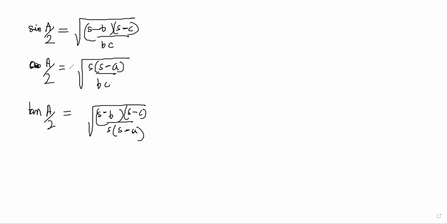Now, how do I remember it? I remember that sine has two terms and it is symmetrical. So a by 2 is there, so s minus b, s minus c will come, and the denominator is bc. I remember it because I've done many questions on it.